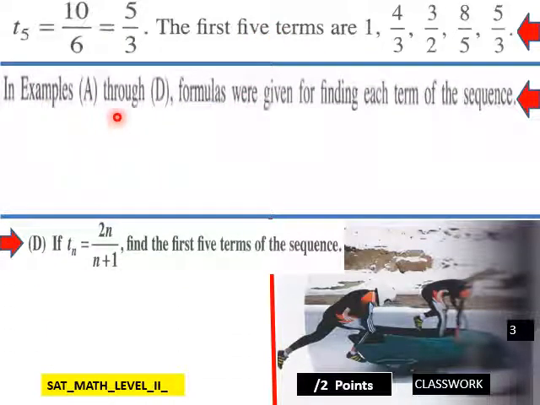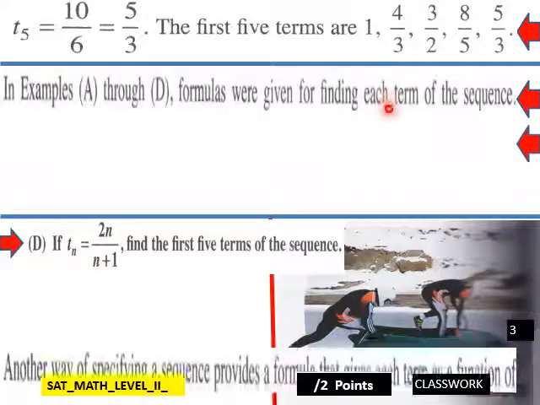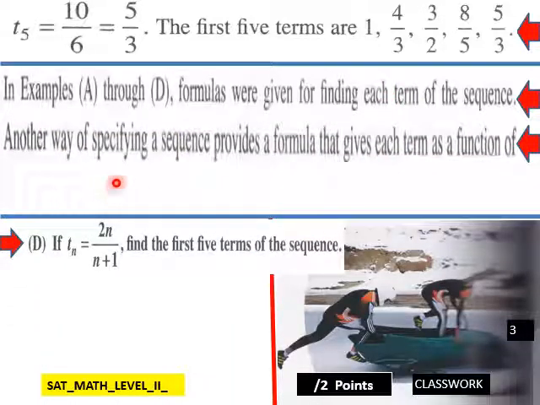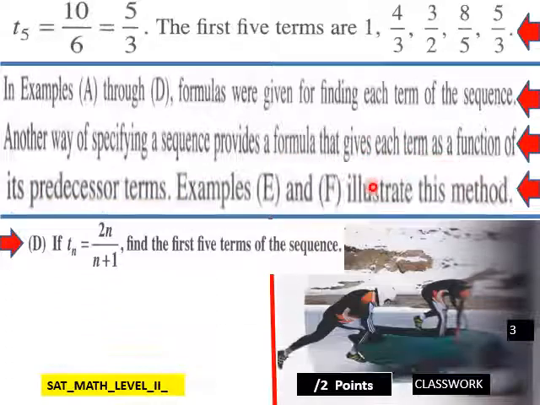And then in examples A through D, formulas were given for finding each term of the sequence. Another way of specifying a sequence provides a formula that gives each term as a function of its predecessor term. So that's the difference there. It depends upon its predecessor. Examples E and F illustrate this method. This was our finish on D. A sequence is dependent upon its predecessor.